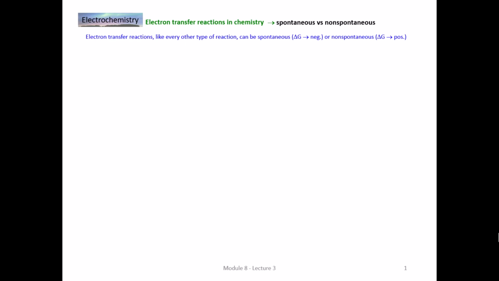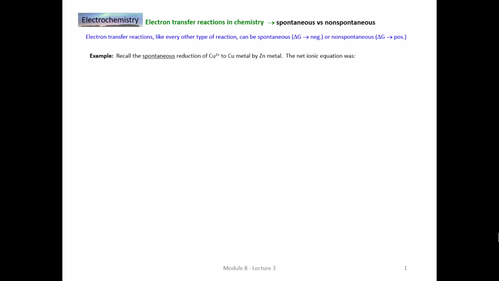In lecture 3, we're going to talk a little bit about the spontaneity or non-spontaneity of redox reactions and introduce some of the vocabulary associated with electrical flow or electricity in relation to redox reactions.